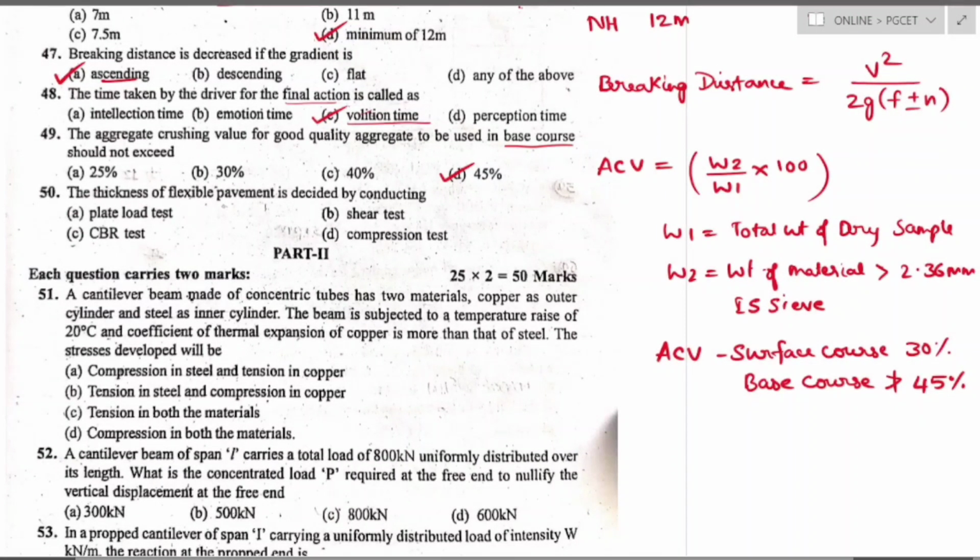Question number 50. The thickness of the flexible pavement is decided by conducting CBR test. CBR test is the California Bearing Ratio test, originally developed by the California State Highway Department, and it is used to find the thickness of the pavement. So option C is the right answer.